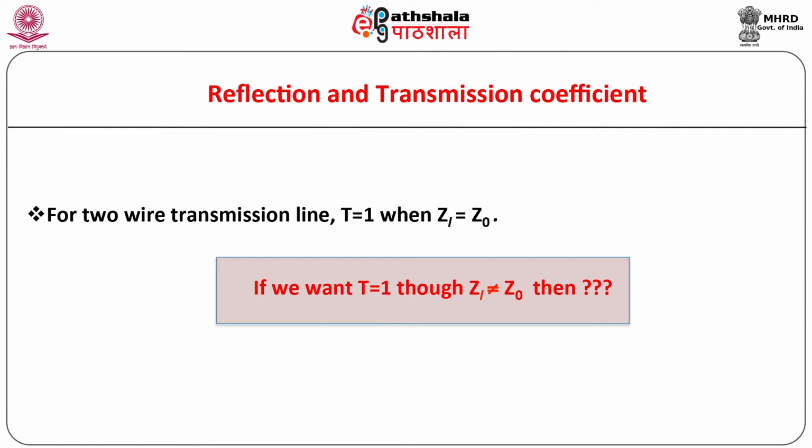If it is not possible to have ZL equal to Z0, then also the reflection coefficient can be made 1 by using the stub matching technique, to be described later in a separate module.